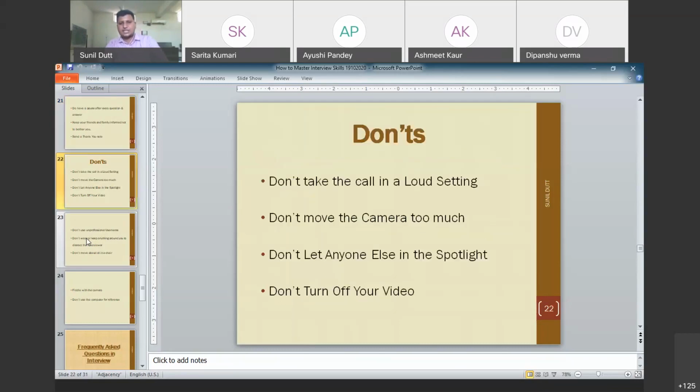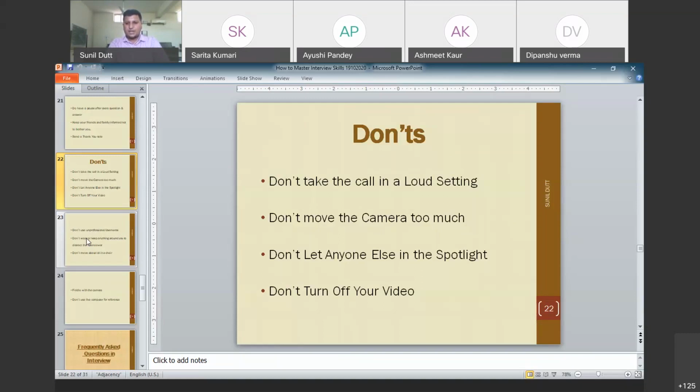Then, dear students, let's see what the don'ts are, or which are the things we better be cautious about while we appear for an online or a virtual interview. Don't take the call in a loud setting. If you are having a phone call, sit in a corner where there is nobody to bother you. There is no noise, there is no botheration.